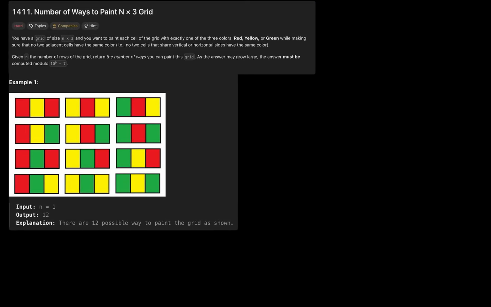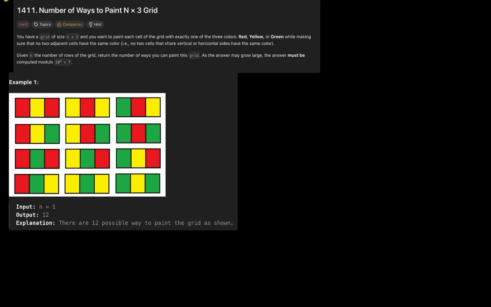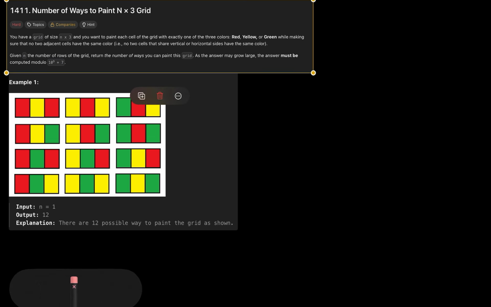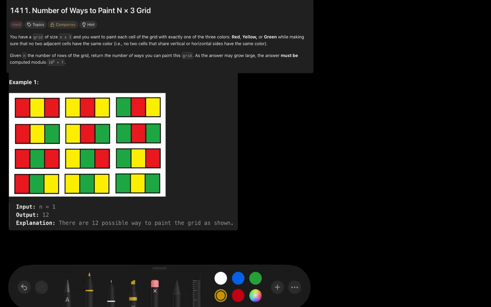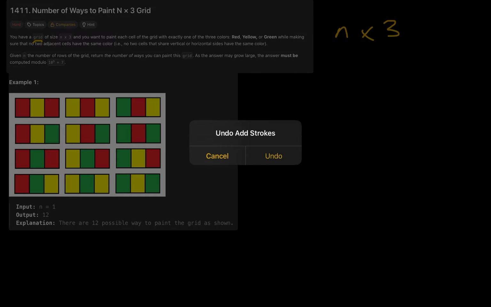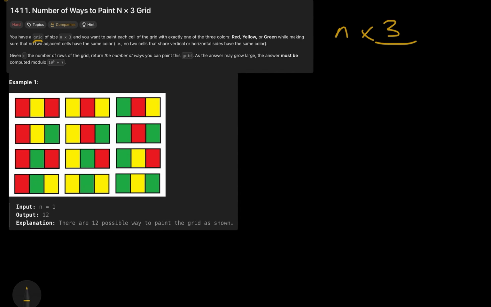Hello everyone. So today we are going to discuss this Leetcode problem, which is number of ways to paint n cross 3 grid. Okay. So what is given is a grid of size n cross 3, which means that the number of columns will always be 3. We are only given the number of rows n.